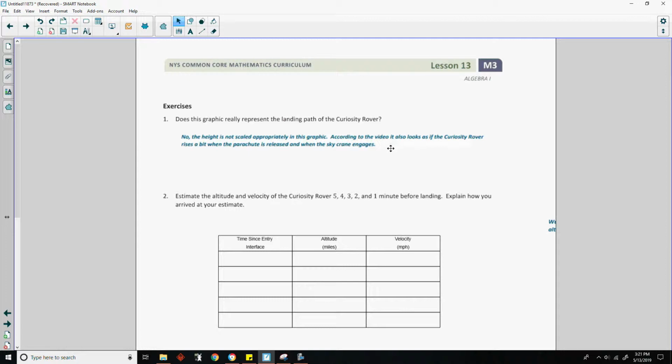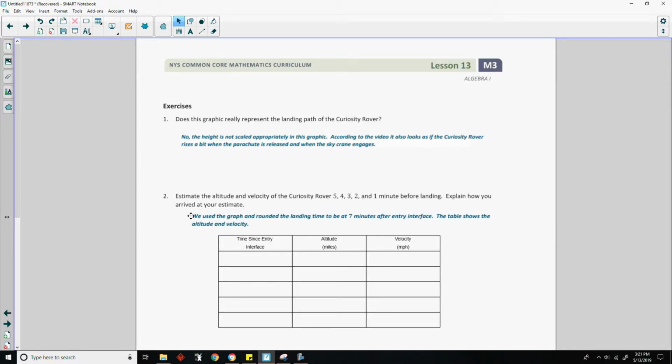Now, when it says the video, there are videos, animations, articles, all about this event, and I will have them connected to this video. They'll be in a link. So if you see the link below the video, you can click on those and watch those videos and animations as well. Okay, so number 2 says to estimate the altitude and velocity of the Curiosity rover 5, 4, 3, 2, and 1 minute before landing, and explain how you arrived at your estimate.